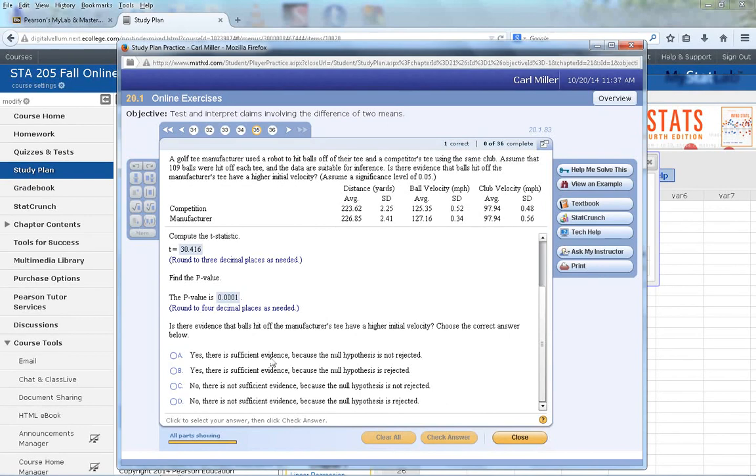Yes, there's sufficient evidence because the null hypothesis is not rejected. Well, that wouldn't make sense because if you don't reject the null, you can't prove the alternative. Yes, there's evidence because the null is rejected. Okay, so that's an example of where you have the summary statistics and how to do the T hypothesis test.